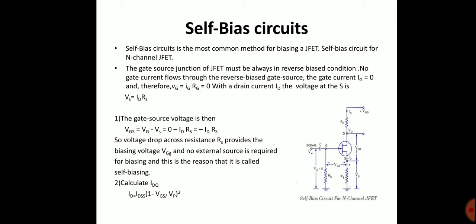Now the gate source voltage is equal to the gate voltage minus VS, equal to 0 minus ID RS, equal to minus ID RS. So the voltage drop across the resistance RS provides the biasing voltage VGS and no external source is required for biasing, and this is the reason it is called self biasing. So now we calculate the drain quiescent current. The drain current is equal to IDSS, the drain saturated current, times (1 minus gate source voltage divided by pinch off voltage) whole squared.